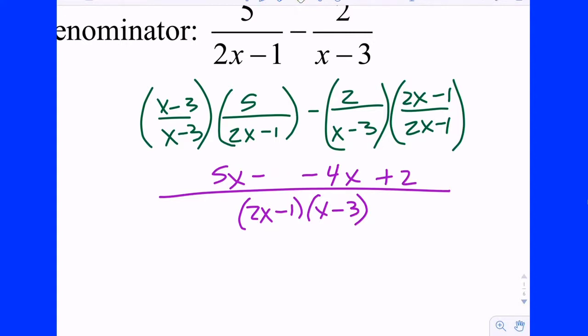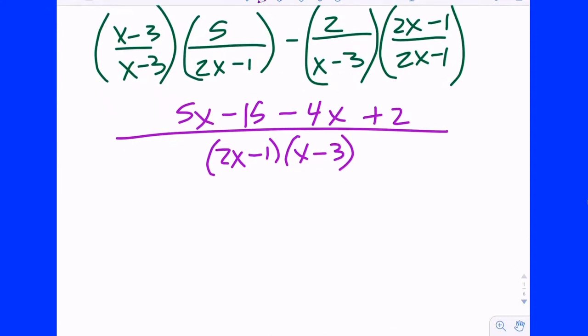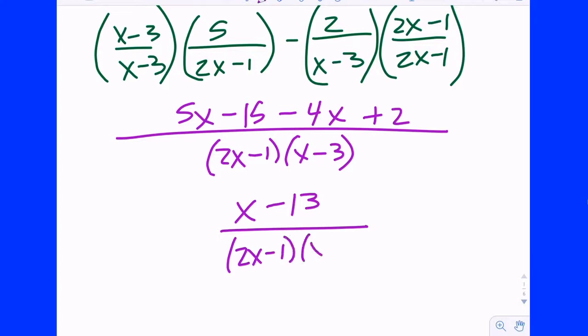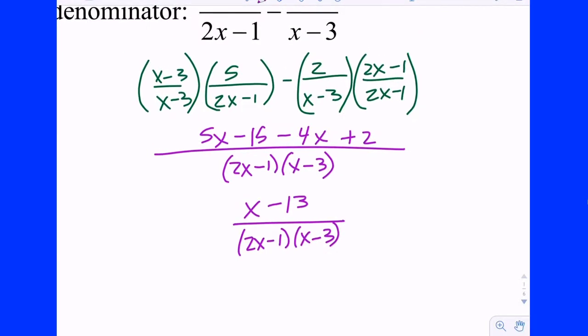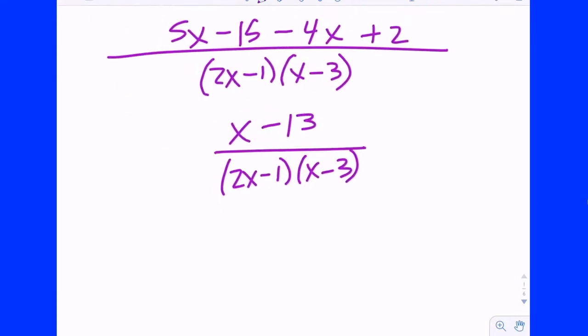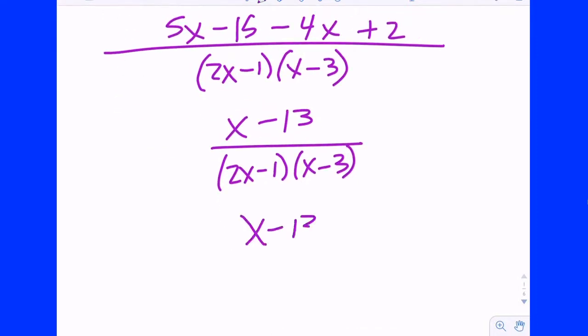minus 15. Thank you. You would get that. And if I simplify that, I get 1x minus 13. Is that right, Brandon? I've lost my confidence. I think that's right. x minus 13 all over (2x minus 1)(x minus 3). Now, if we want, we could expand the bottom as well.